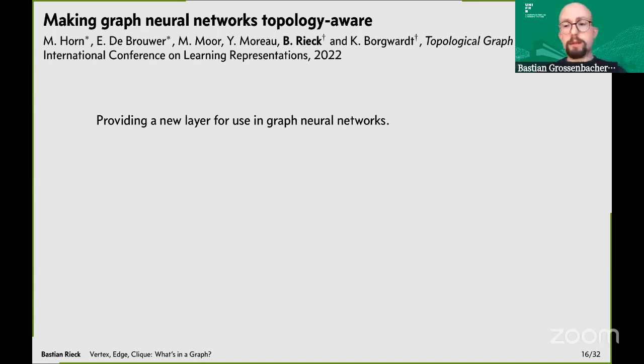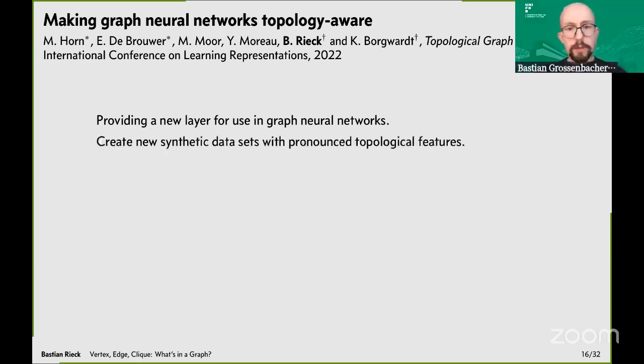We had a great paper, Topological Graph Neural Networks, at the International Conference on Learning Representations in 2022, joint work with lots of people, with Max, Edward, Michael, Eve, and Karsten. And the idea was that we develop a new layer that we can use in graph neural networks, and this layer has knowledge in a certain sense of the topological features of the data. Now, we don't need to go into the details here, but the cool thing about this is it's fully differentiable, so you can just use it as a plug and play thing, like a Lego block, and put it in your neural network.